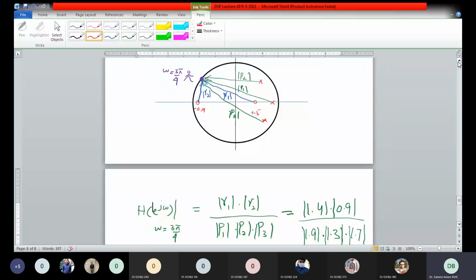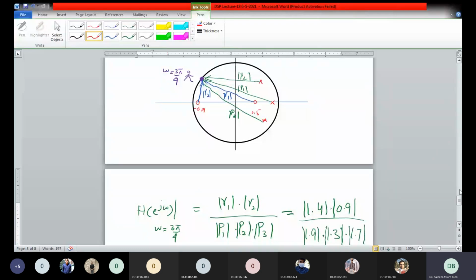So in our case, we have two zeros and three poles. So we draw the three vectors from the location of poles and two vectors from the location of zeros to the frequency point omega equal to 3 pi by 4, and then we take the product and divide and we will get the final answer. So this is how you can find the rough plot.